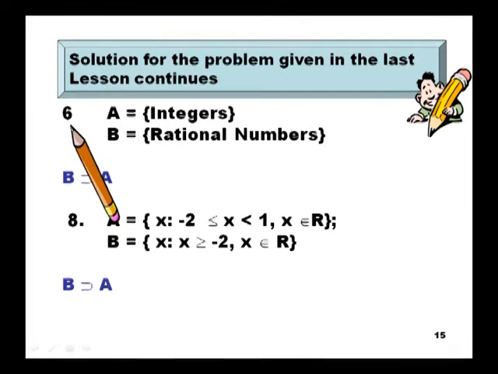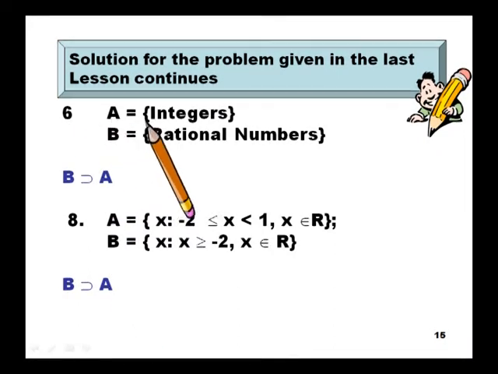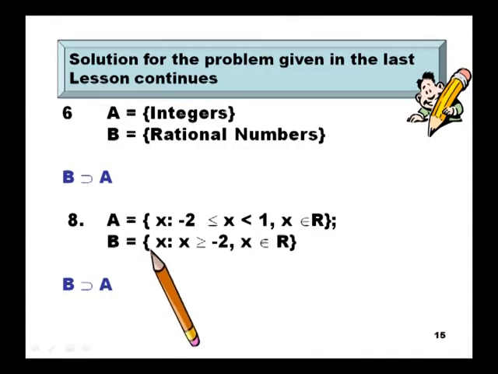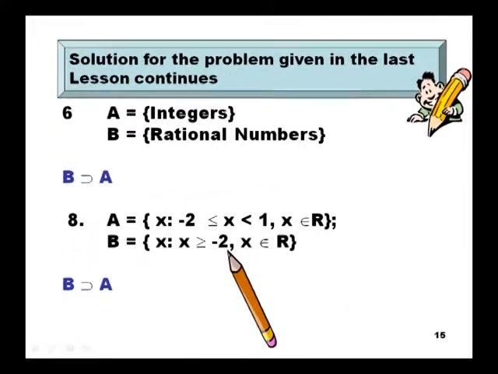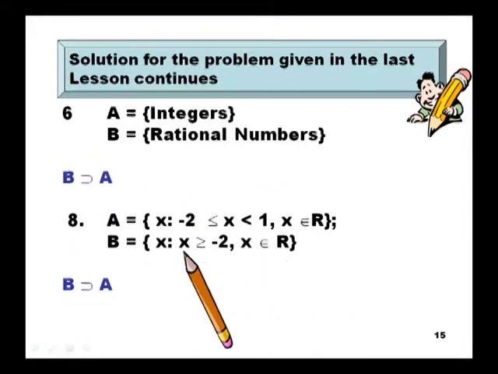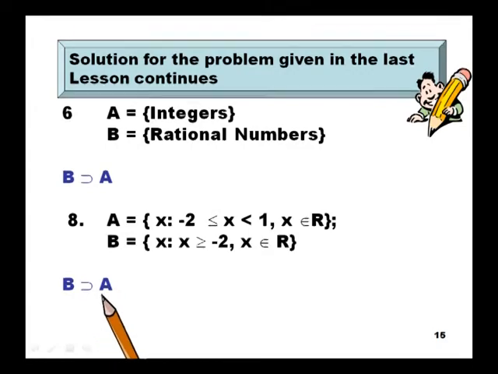6. A is equal to the set of integers. B is equal to the set of rational numbers. The set B contains the set A. 8. The set A is equal to the set X such that X is greater than or equal to negative 2, less than 1, X an element of the set of real numbers. Set B is equal to X such that X is greater than or equal to negative 2, X an element of the set of real numbers. The set B contains the set A.